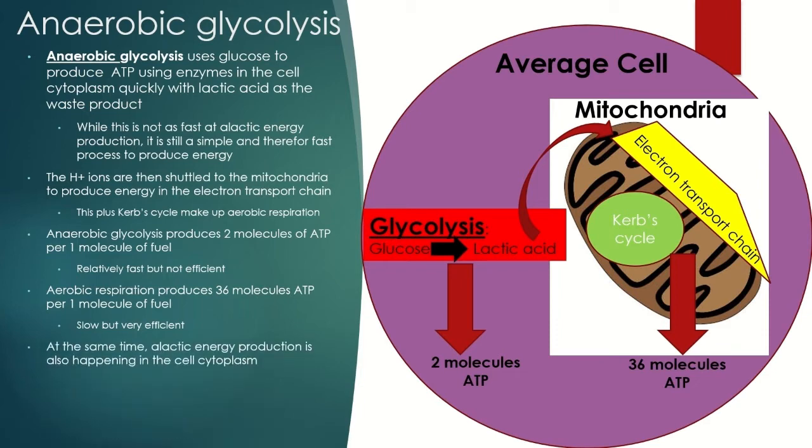At the same time, alactic energy production is still happening in the cell cytoplasm. So just imagine there's some alactic energy being produced up here. It's really happening all the way around it, because all the enzymes and the different fuel sources and the creatine phosphate and all these different things are floating around in the cell cytoplasm. So all these things are happening at the same time. It's just that glycolysis has more of a direct relationship with aerobic respiration.